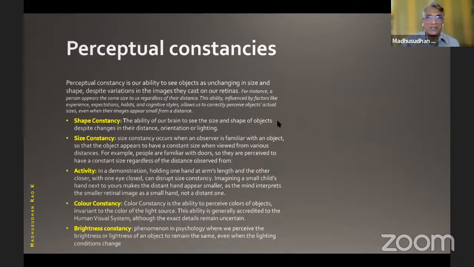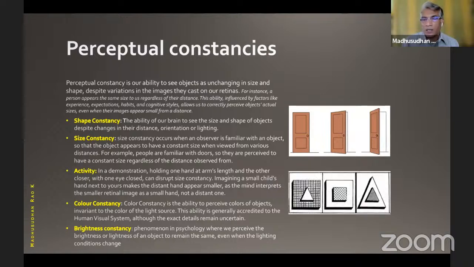Anyway, perceptual constancies: shape constancy, size, velocity, color, brightness. We are running short of time, so please go through these things. I need to complete other units too. I've given examples. I'll try to complete them as early as possible. See, what is shape constancy?